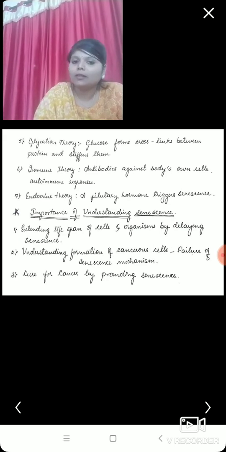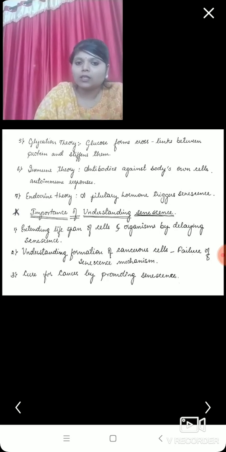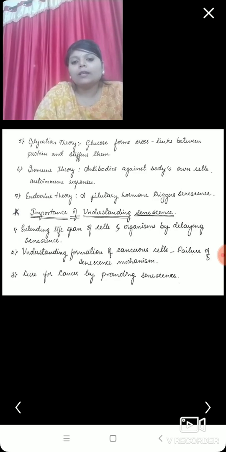Immune theory: antibodies against the body's own cells, which will again result in the cell senescence, that is, an autoimmune response is actually initiated. Endocrine theory, wherein the pituitary gland is going to give the signals or triggers the senescence to certain cells which have to undergo the senescence.